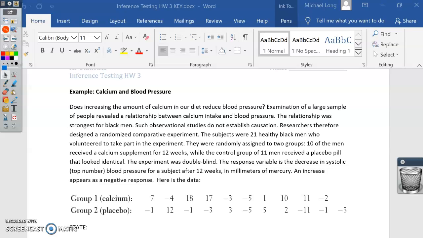Okay, I'd like you to find this problem. It's on page 119 of your packet. It deals with a study involving black men who were taking calcium and trying to see the effect on their blood pressure. And again, answer the three questions.